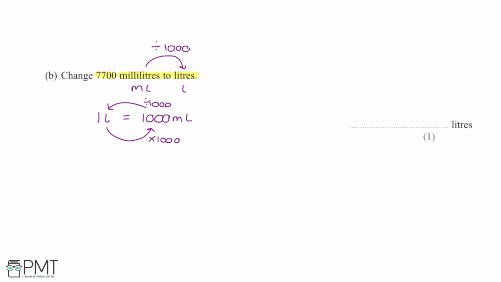So in this case, I'm going to take my 7,700 and then divide this by 1,000 to get an answer in litres. So we're going to divide by 10, 100 and 1,000, and that's going to give us an answer of 7.7 litres to gain us the mark here.